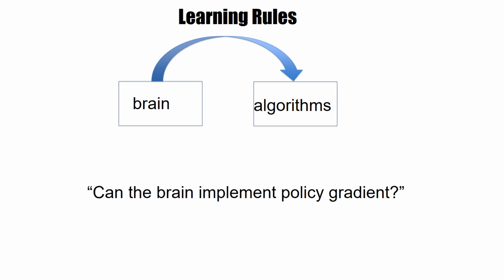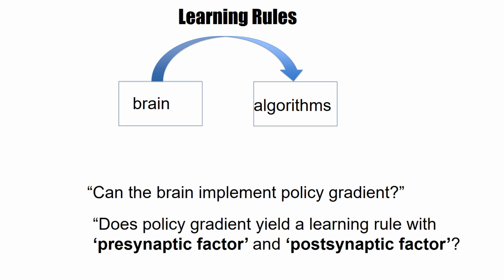Can the brain implement policy gradient? Can the brain implement an actor-critic structure? And the precise question I would like to ask now is, does policy gradient yield a learning rule with a presynaptic factor and a postsynaptic factor?